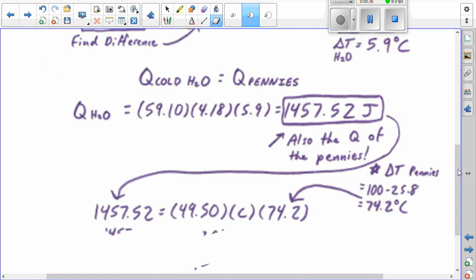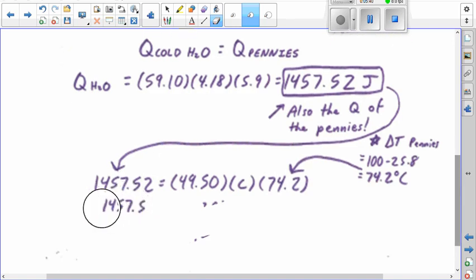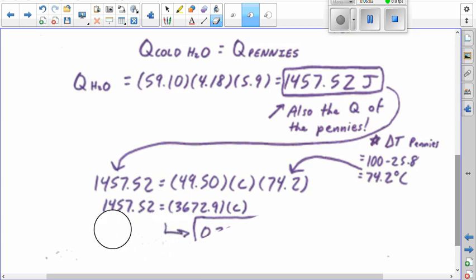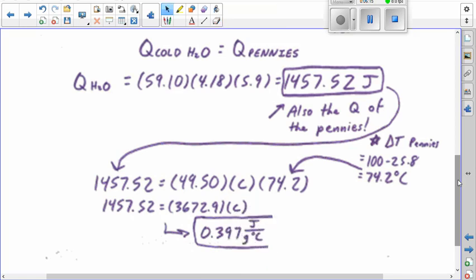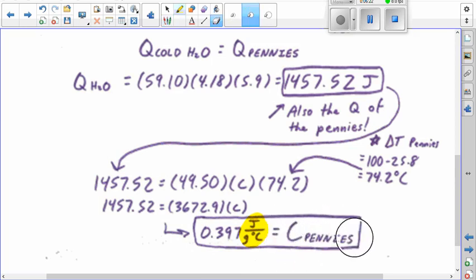So we're towards the end of our problem here, so I'm going to simplify. Here's your Q equals, I multiplied my M and my delta T, so 49.50 times 74.2 is 3,672.9. We're still multiplying by C because we don't know what that is. And to get C alone, you have to divide both sides by 3,672.9. So 1,457.52 divided by 3,672.9 comes out to be 0.397 joules per gram degree Celsius. Remember the units there. And that is the C value of the pennies specifically.